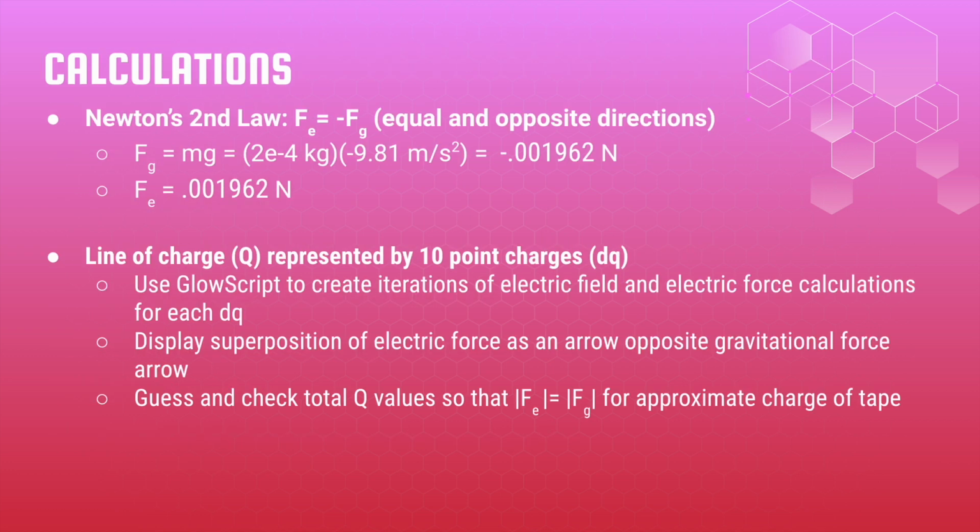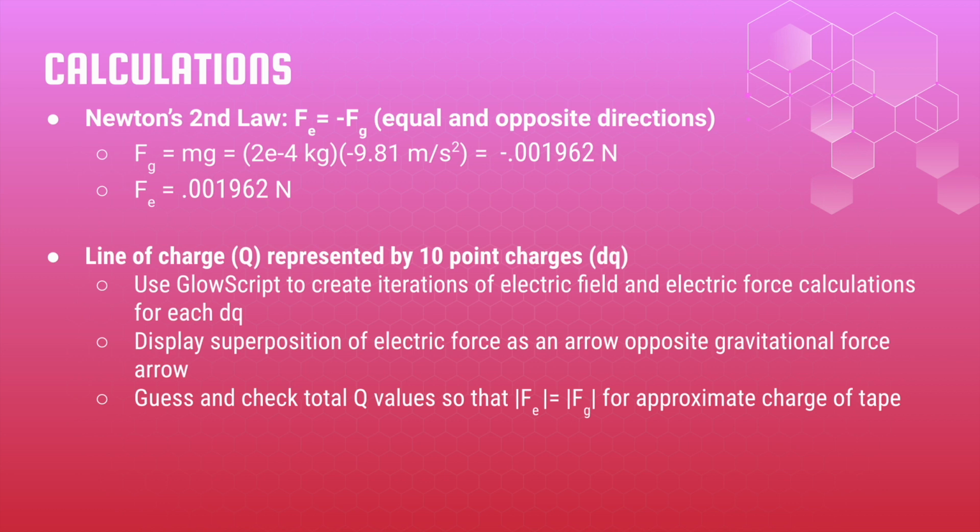The calculations for this lab are as follows. I was able to equate the force of gravity to electric force because the net force on the upper tape was equal to 0 because it was not moving. So, since the force of gravity was negative 0.001962 newtons, the electric force was 0.001962 newtons in the positive direction.